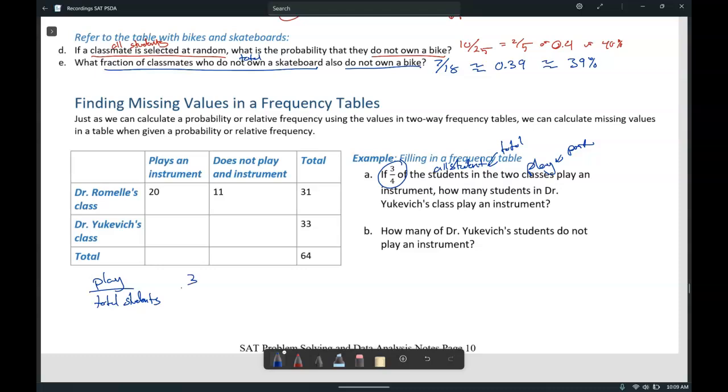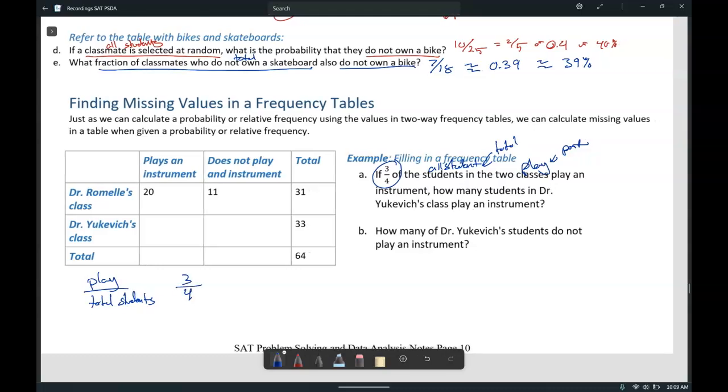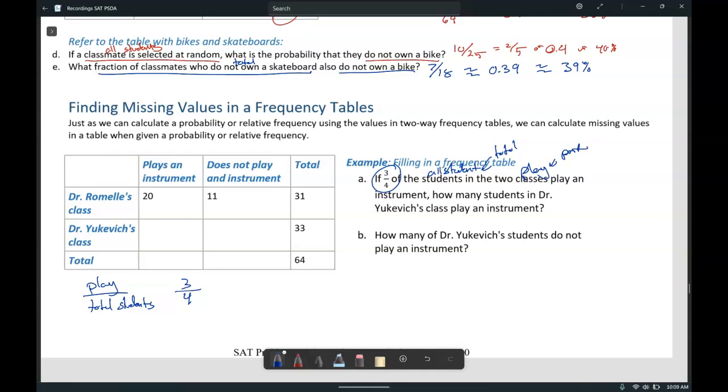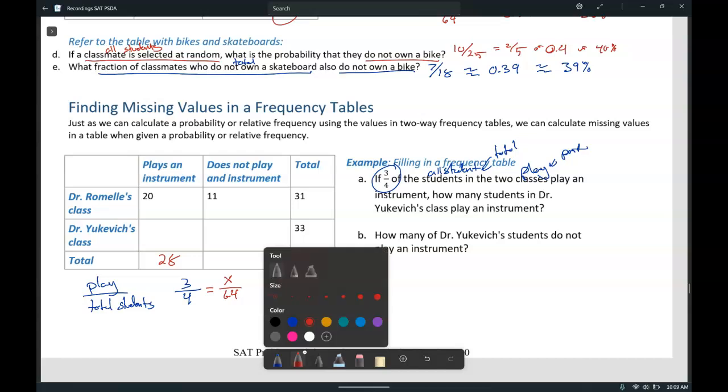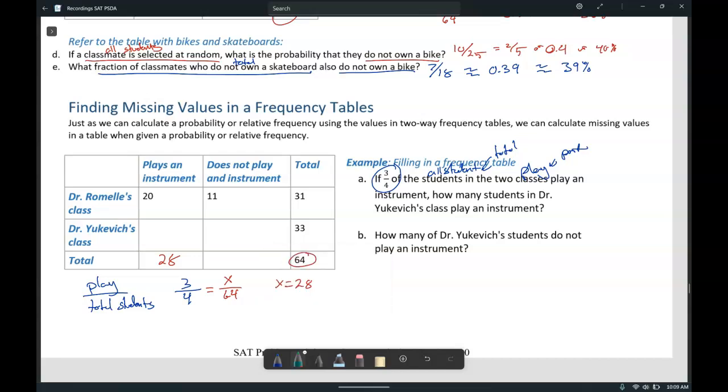If we have a proportion that 3 out of every 4 students plays an instrument, we can look and find the total of students that play relative to the total number of students. We don't know the total number of students that play an instrument, but we do have the total number of students overall. So we can set up this proportion, and when we solve, we end up getting a value of x that equals 48. And so we know that 48 students play an instrument. Once we've got that, that's enough information to fill in what's left.